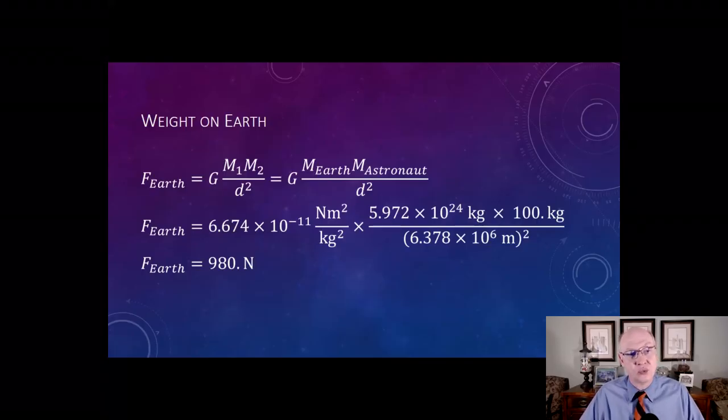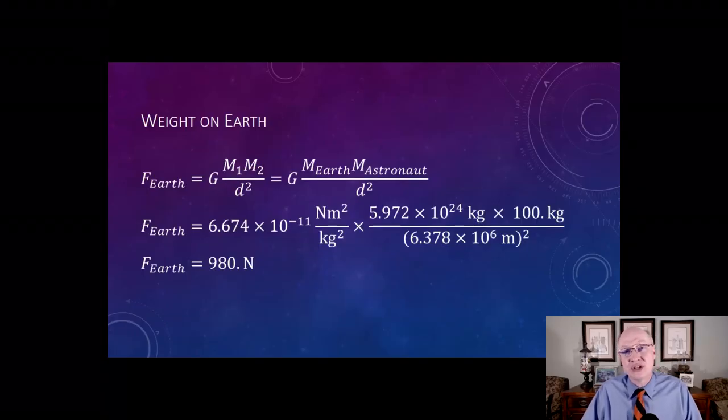So the force of gravity standing on the surface of the Earth, where this subscript Earth just reminds us that this is the force of gravity when they're standing on the Earth, is G times the mass of the first body and the mass of the second body, divided by the distance between the centers of the bodies squared.